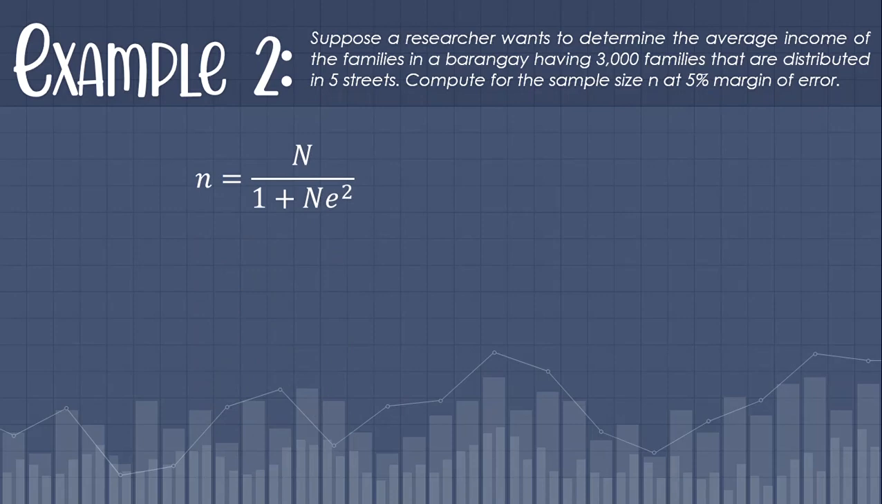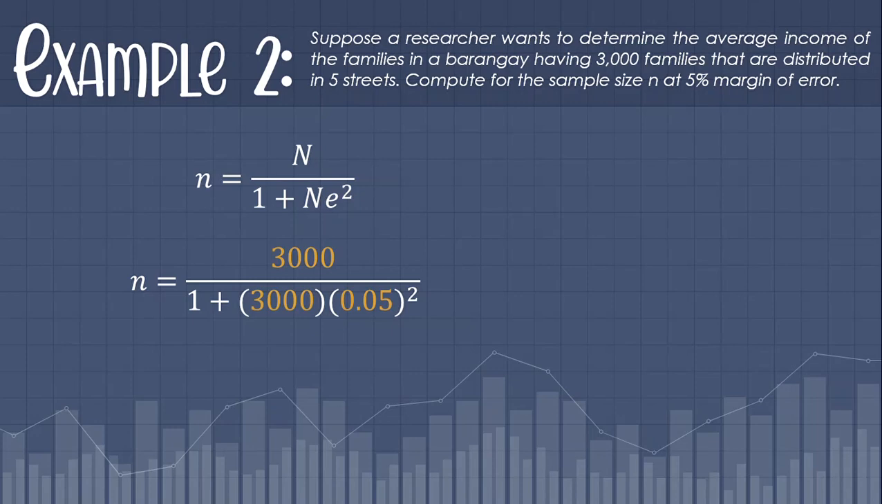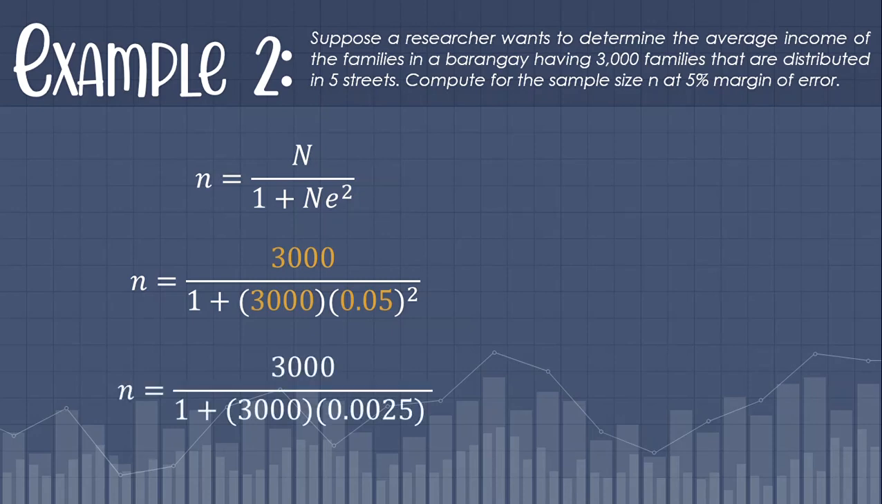So we will use our population as 3,000, or the population of the whole barangay. So we have 3,000 over 1 plus 3,000 times, again, 5% margin of error. So we have 0.05 squared. And again, that is 0.0025 times 3,000, that is 7.5. Now we have 1 plus 7.5, that is 8.5.